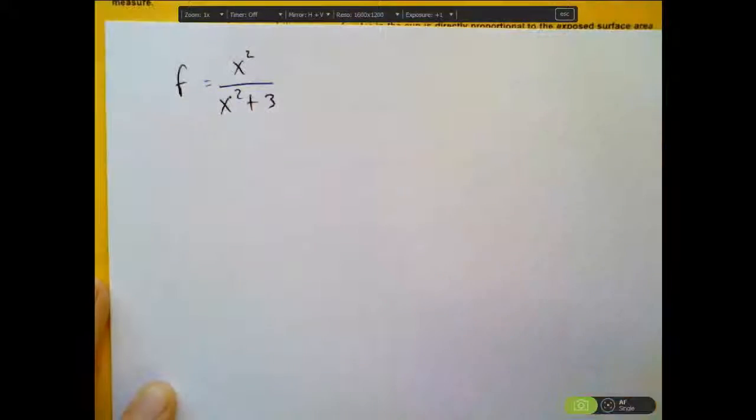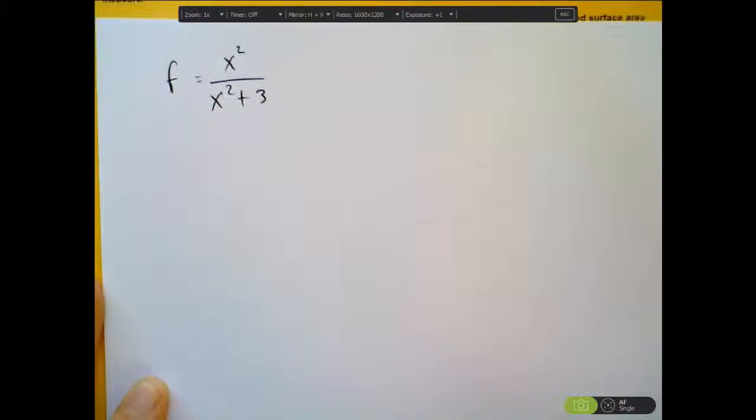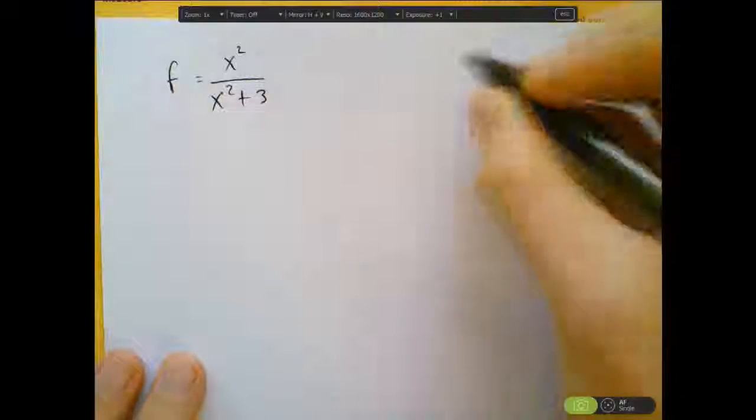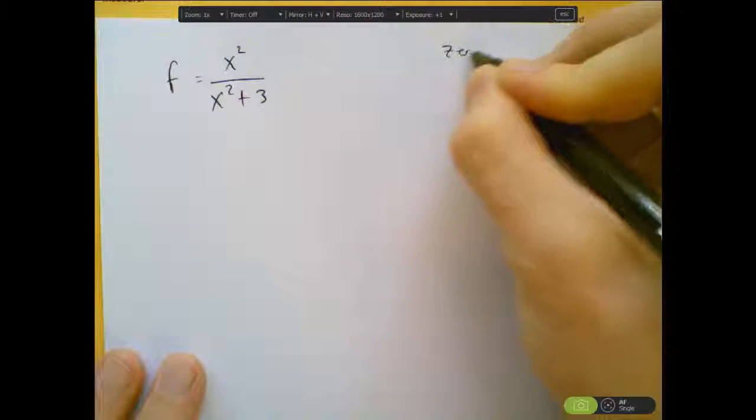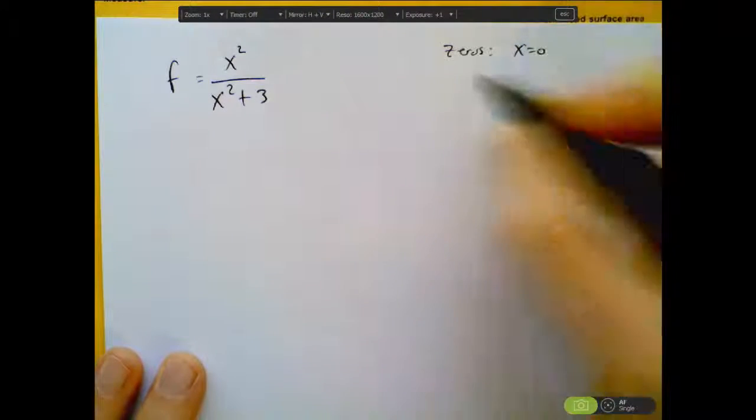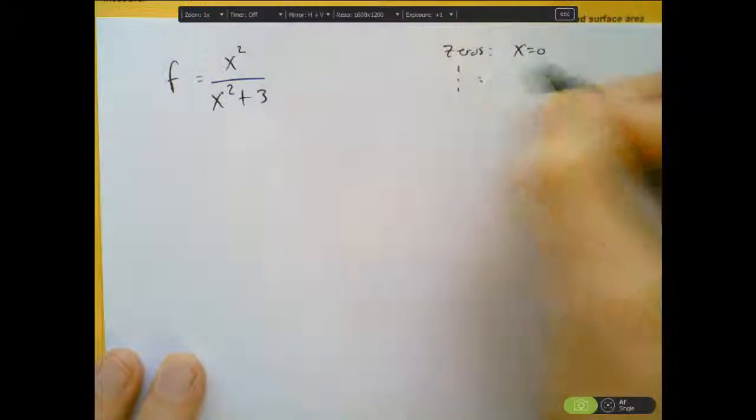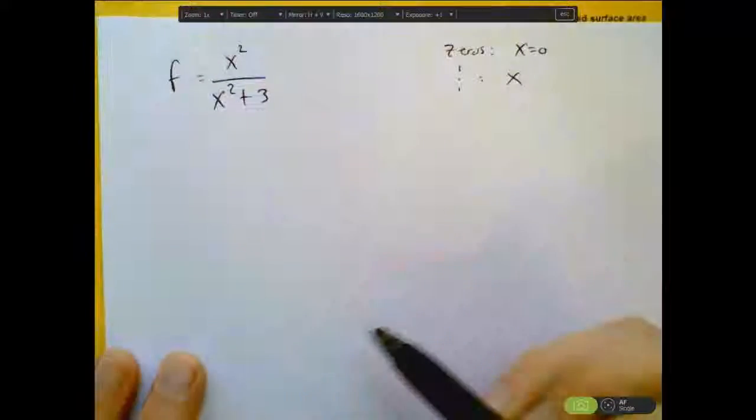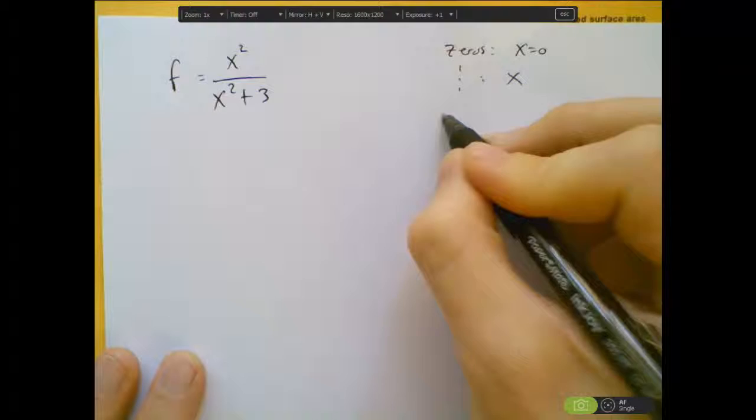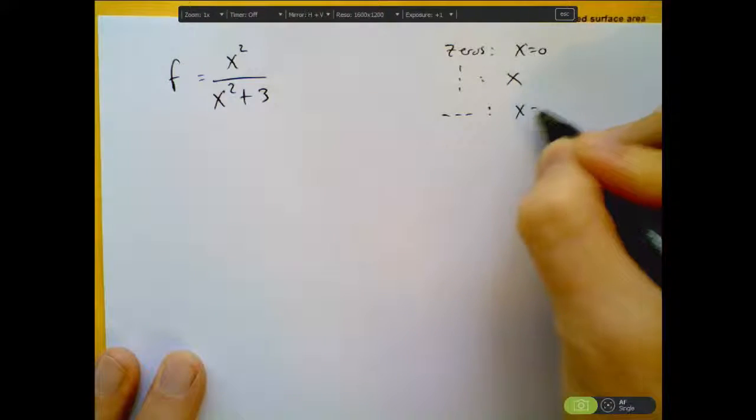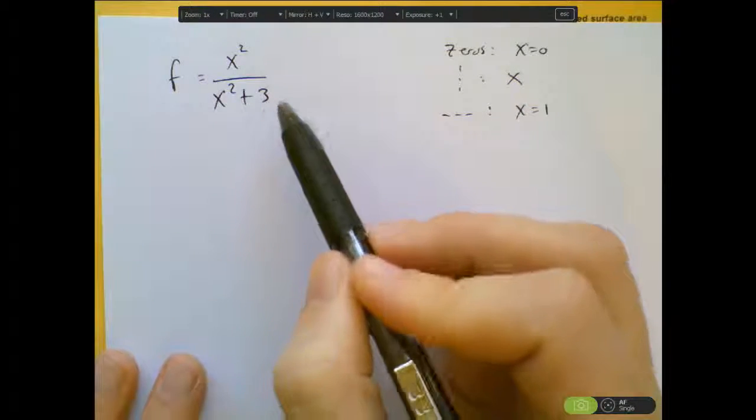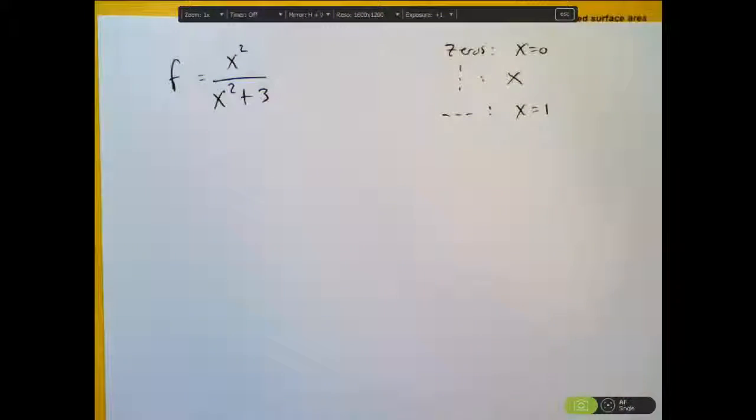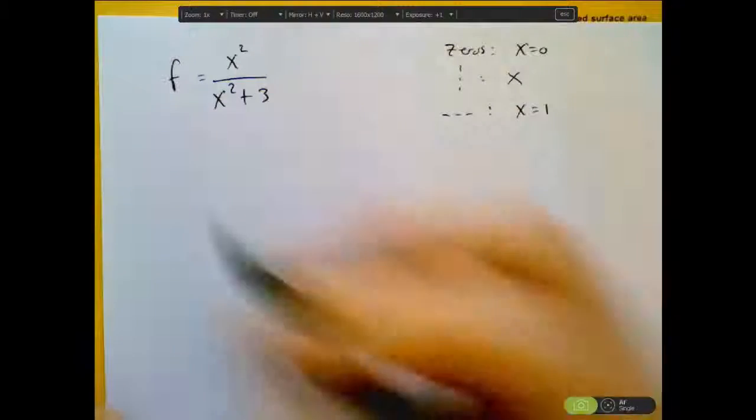I just want to observe what features we know about this already. So it looks like f has a 0 when x is 0. It does not have any vertical asymptotes because the denominator here can never be 0. It has a horizontal asymptote at y equals 1 because if we imagine the limit as x goes to infinity or negative infinity, this will simplify to be 1. All right, so we know that stuff already.